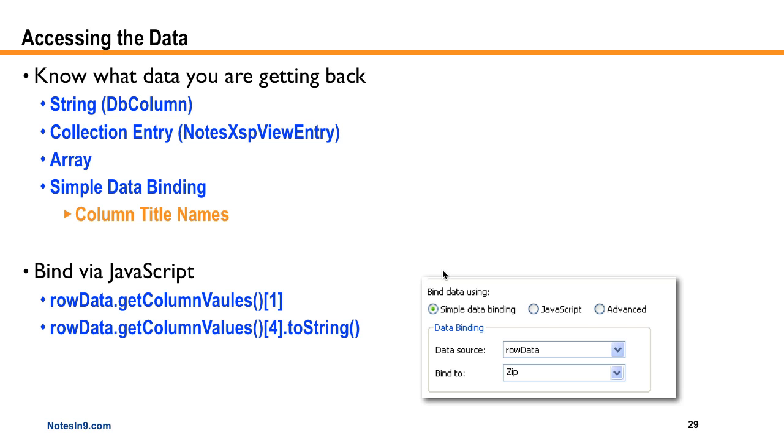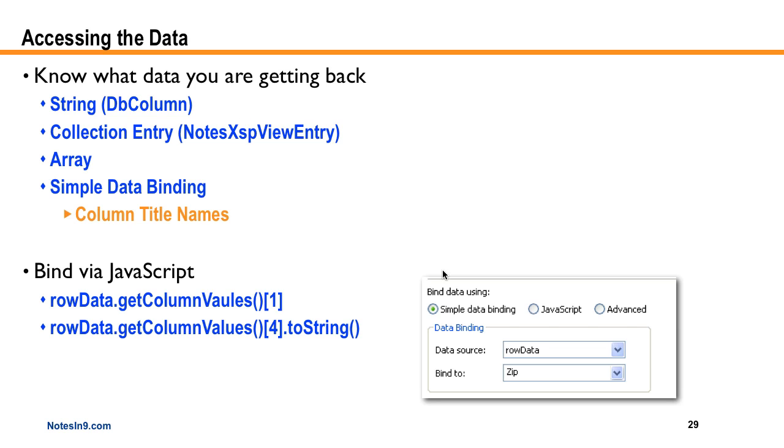Then there's arrays, and you can use simple data binding, which is what I have in the screenshot here. But when you do the simple data binding, you're actually using the column title names from the view. So it's not the programmatic value in the view, it's actually the column title, which is not that intuitive. But that's what it is. So this zip code here is the column title of the view that I've bound to.